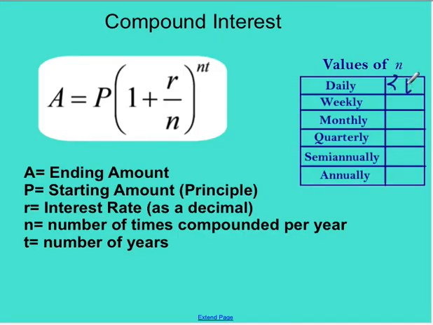So that's going to be 365. Weekly, there's 52 weeks in a year. Monthly, there's 12 months in a year. Quarterly is splitting the year into 4 parts, so that's going to be 4. Semi-annually is 2, and annually is 1.